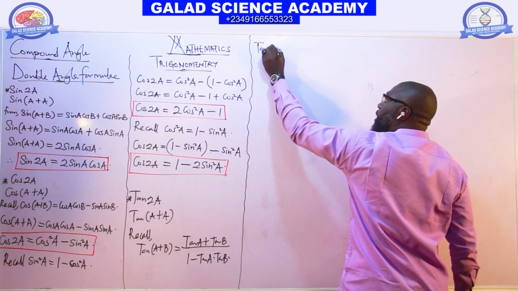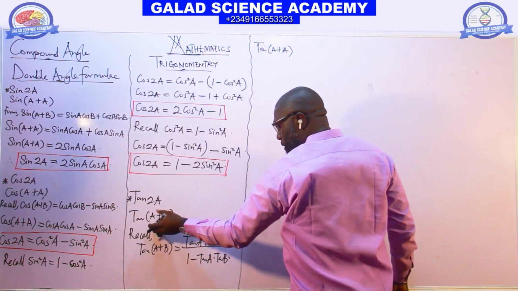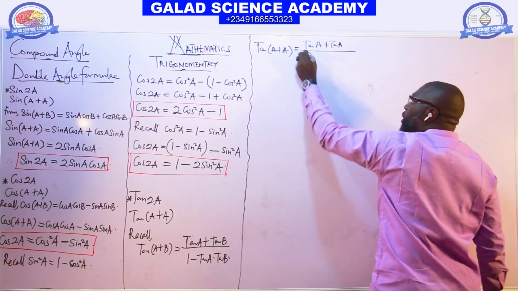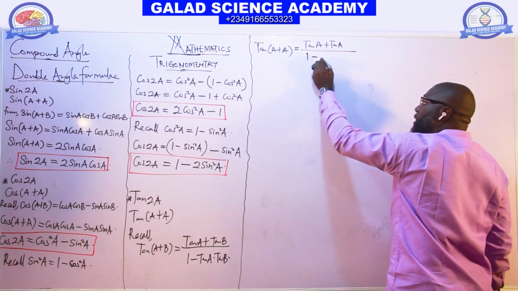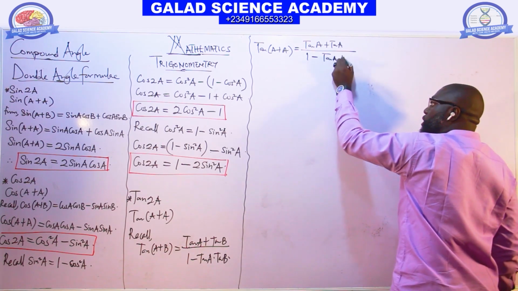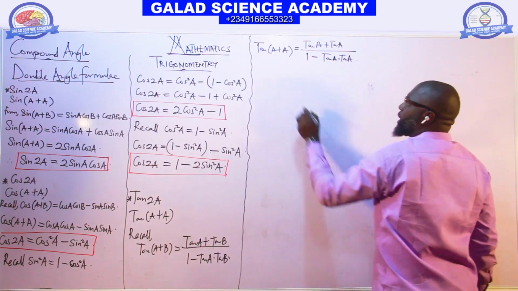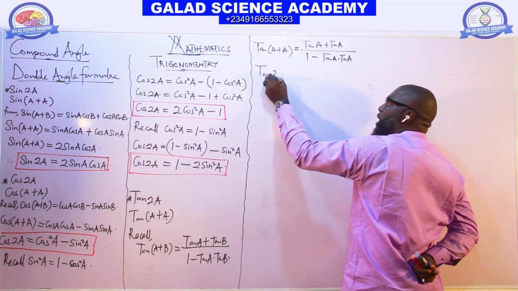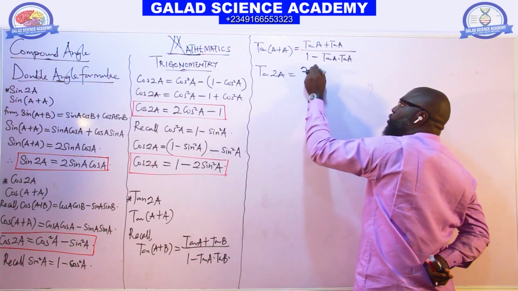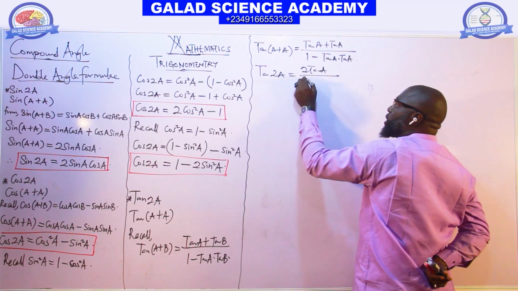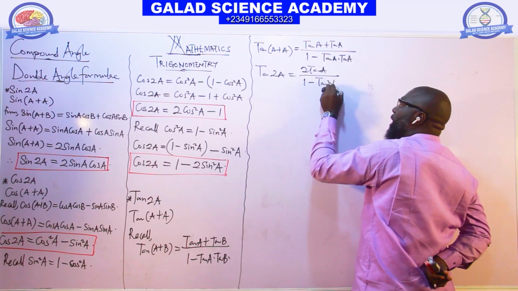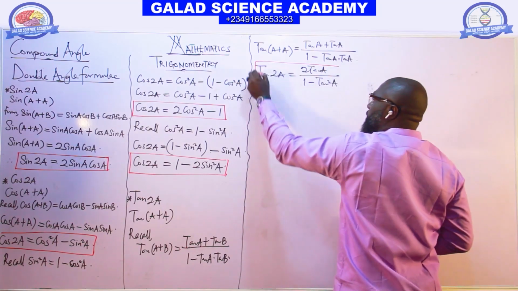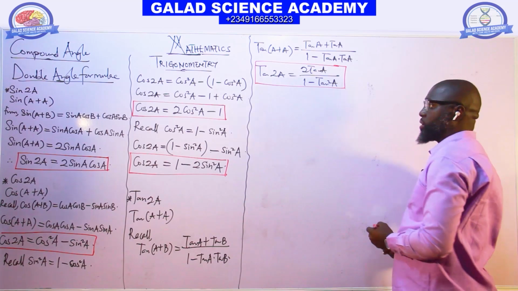Now my tan of A plus A will give me tan A plus tan A over 1 minus tan A times tan A. We now have tan of the angle 2A. Adding this together, 2A, this plus this gives 2 tan A over 1 minus tan square A. So this should be the identity for tan of the double angle.